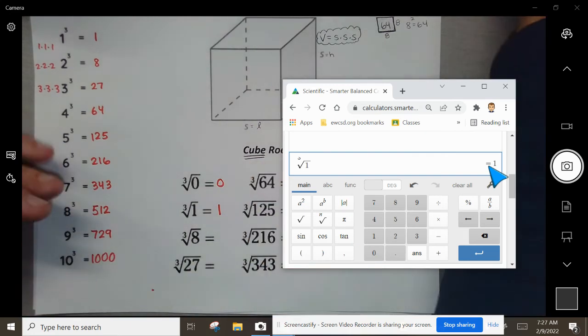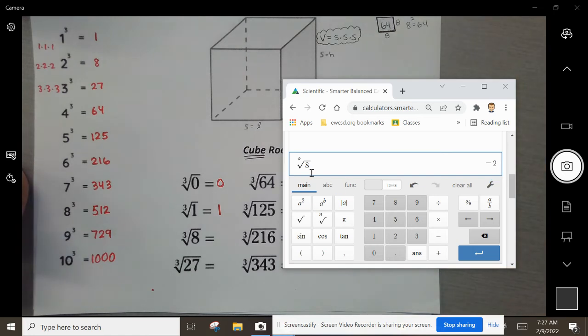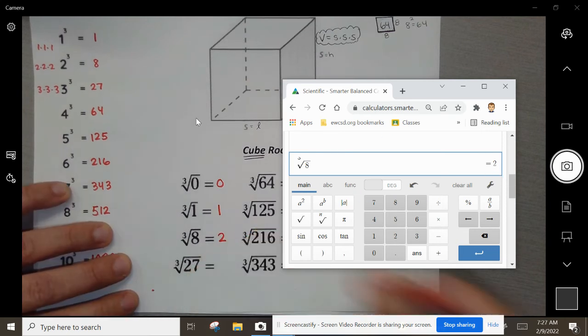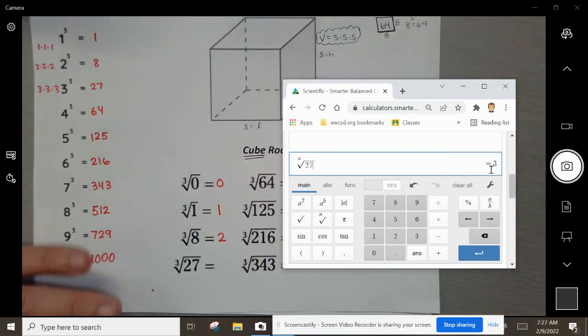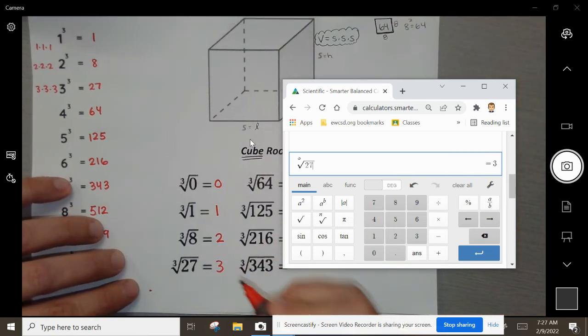Now let's keep changing it up. What if I did 8? Isn't the cube root of 8? So basically we're working backwards now, right? 8 right here equals 2 times 2 times 2. So it's figuring out what number to the third power equals 8. All right, the cube root of 8 is 2. What about 27? What number times itself 3 times equals 27? And it's 3. So you can see the pattern. Hopefully you can see the pattern happening.